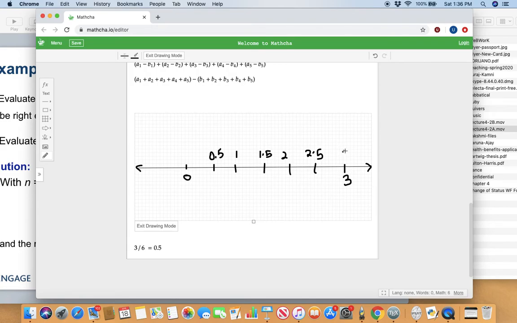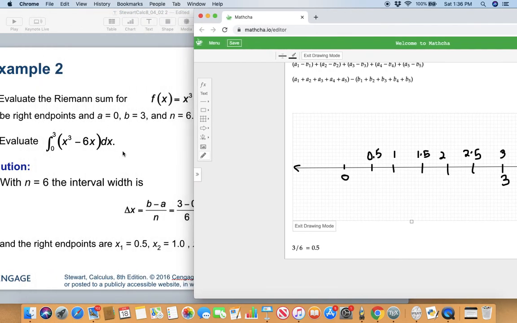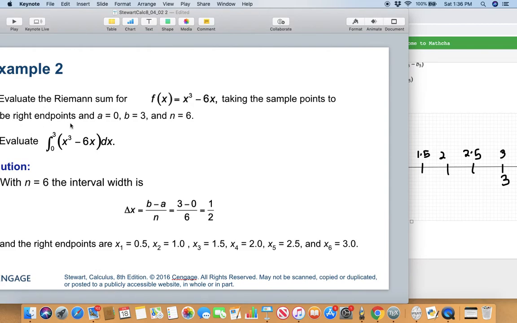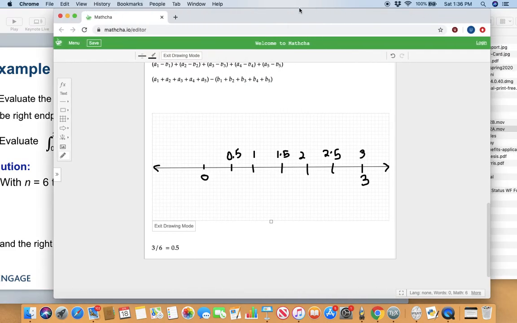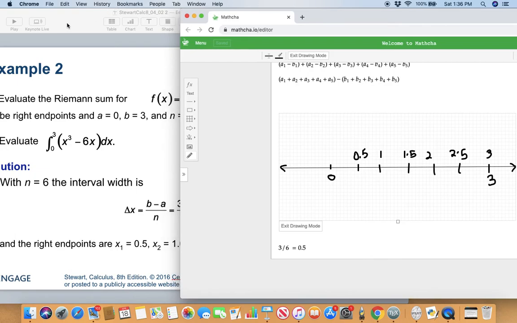Notice I will write the 3 above. Why would I write the 3 above? I want to use right end points. That's the question. They want us to use right end points for each subinterval. For the first subinterval, this is the number I choose. Second, this one, and so on. So the last one would be 3. So keep that picture in mind.